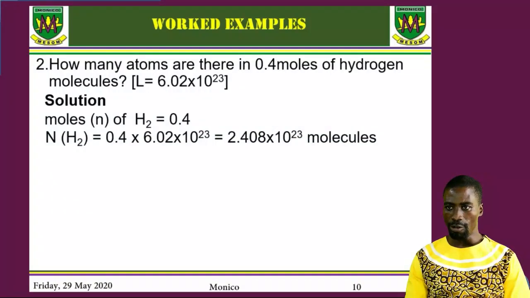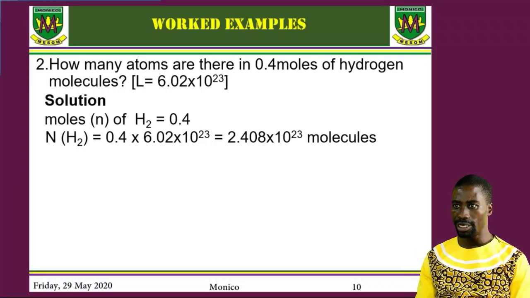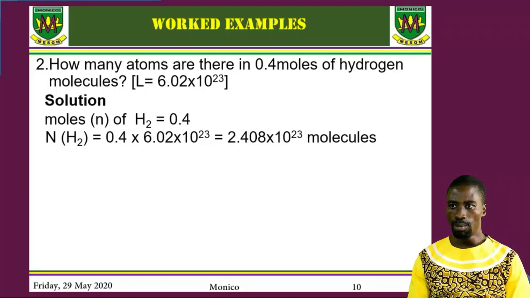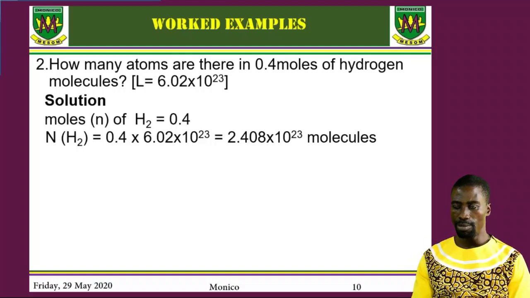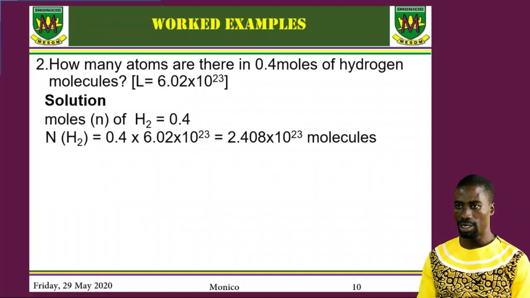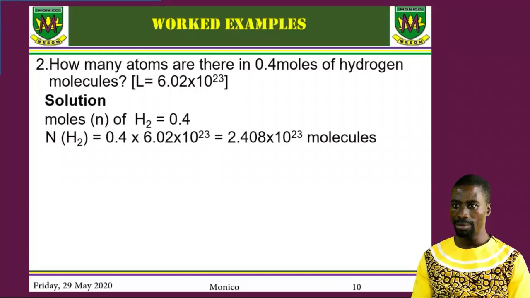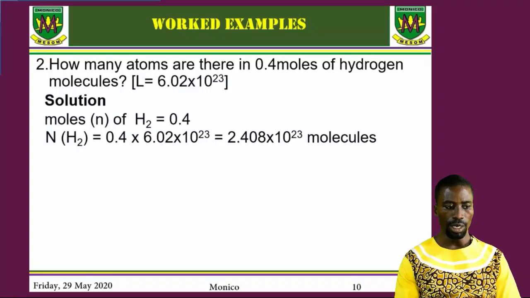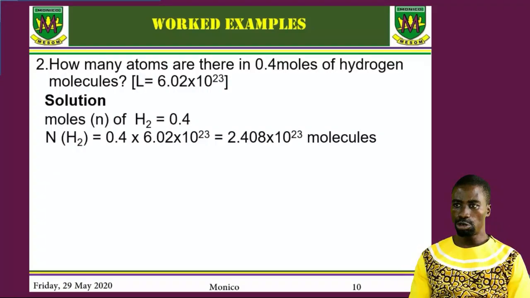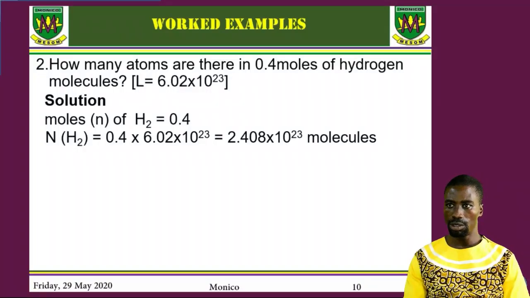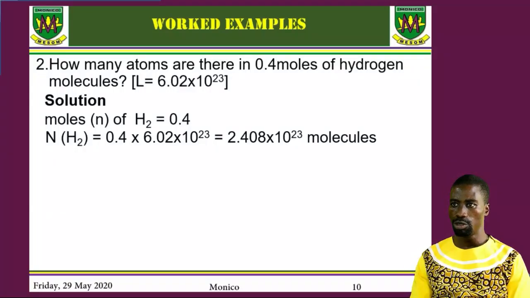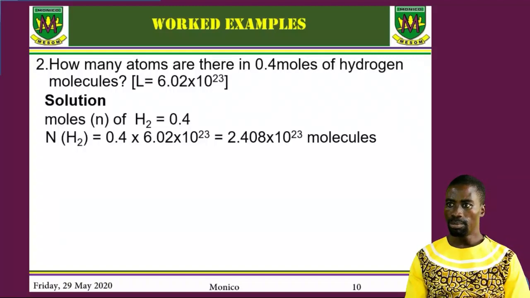And then, the number of particles of the hydrogen molecules is given by the number of moles times Avogadro's number. Because I have given you the formula in the previous slides, in order to save time, I didn't bring the formula again. But please, in any of your presentations, whether exams or exercises, try as much as possible to state your formula before you go ahead with your computation. Otherwise, you will lose some vital marks.